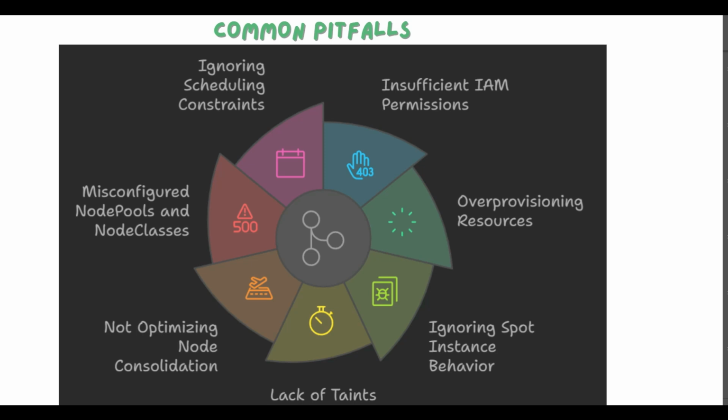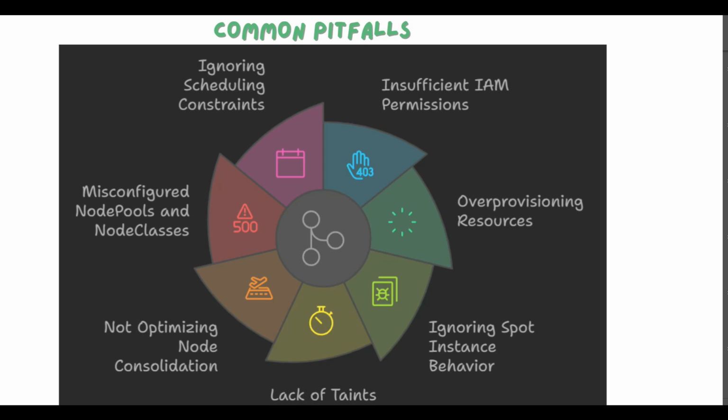Number four, lack of taints and tolerations. Failing to configure taints and tolerations can lead to scheduling inefficiencies. For example, critical workloads might end up on nodes meant for lower priority workloads, right? So this can happen. You need to make sure you have the proper taints and tolerations.